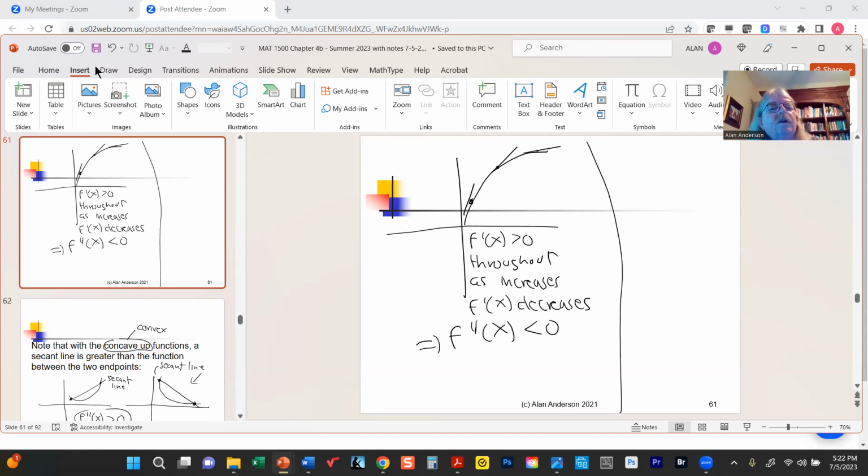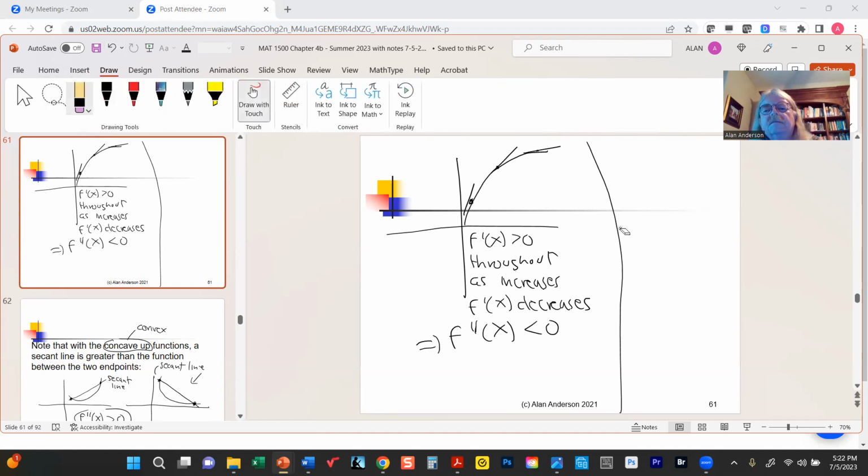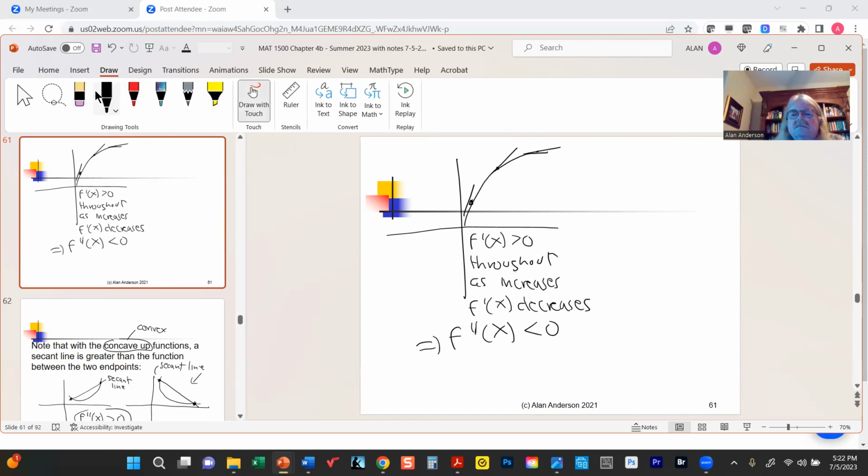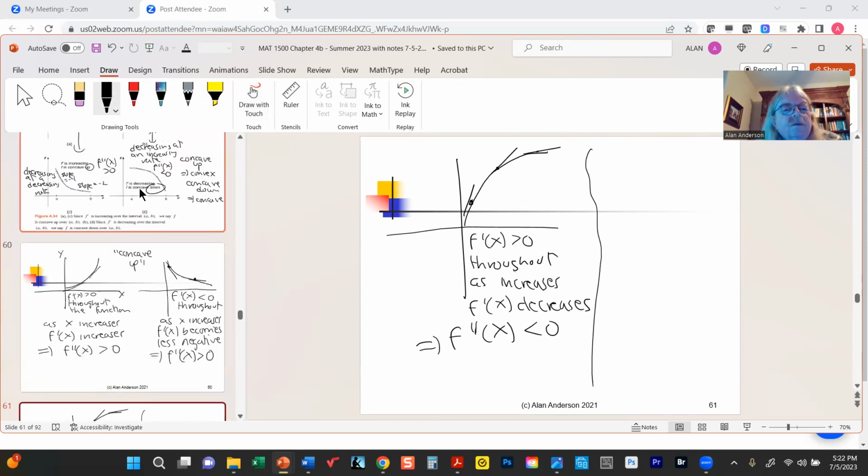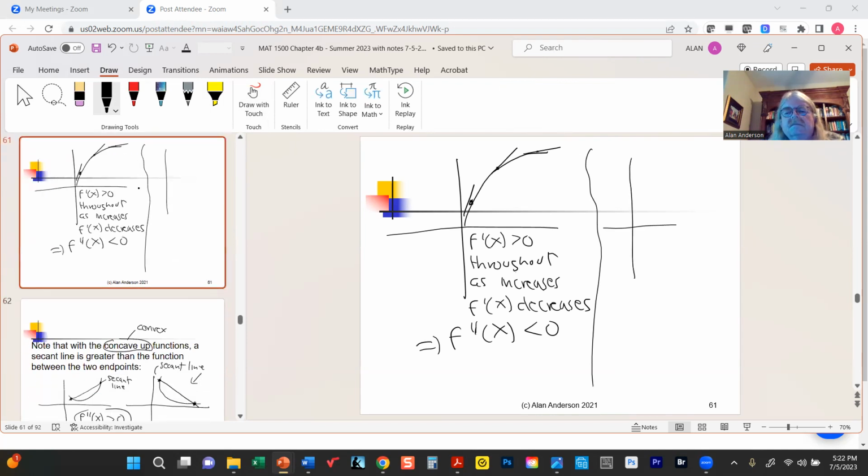All right, and then there's one more case to consider. How about this one? The important detail here is that this slope is always negative. But guess what? It's becoming more negative as x increases.